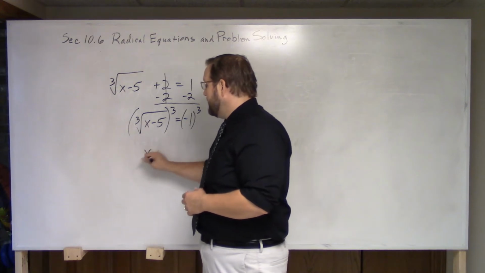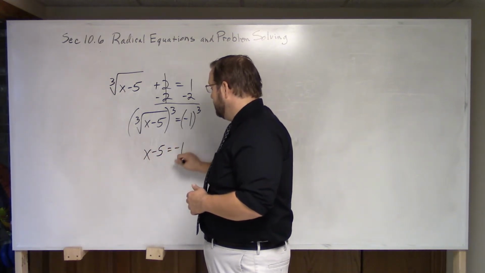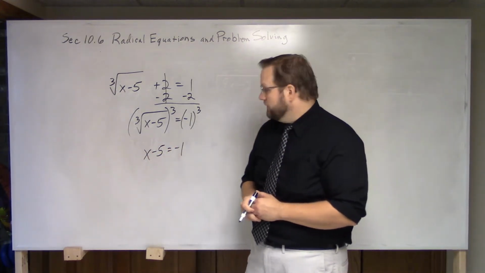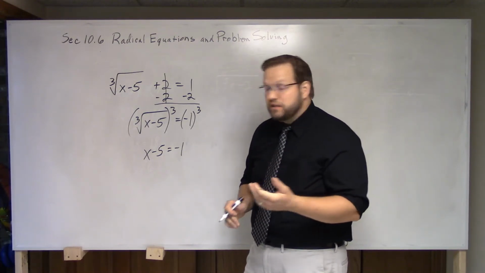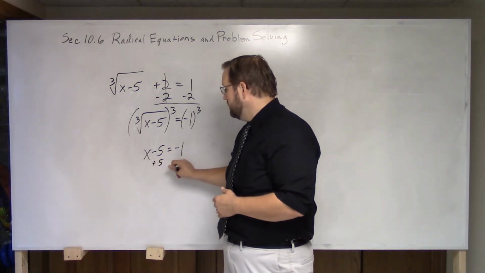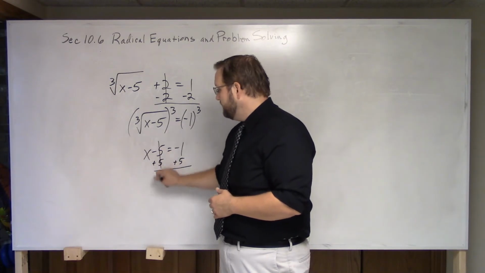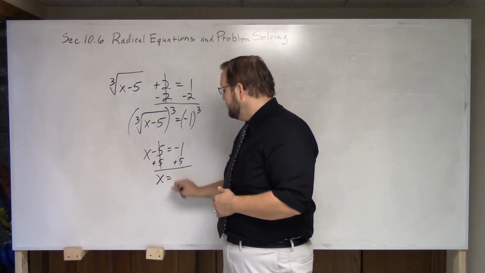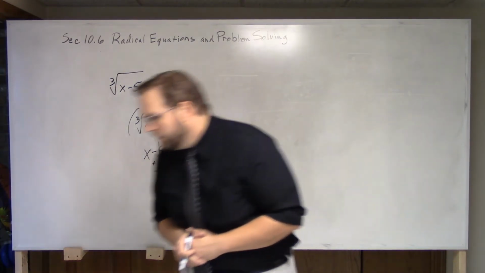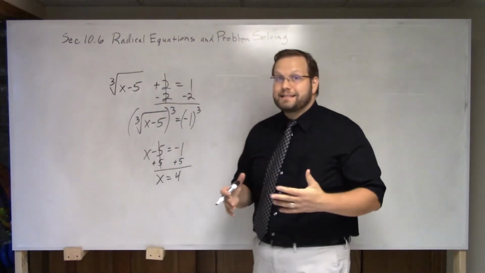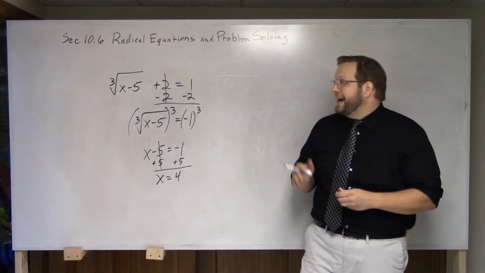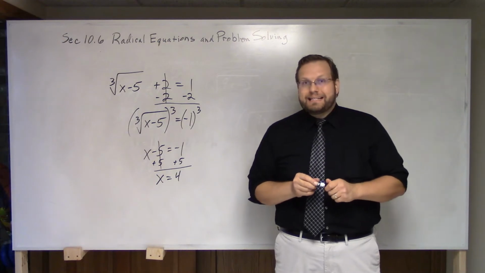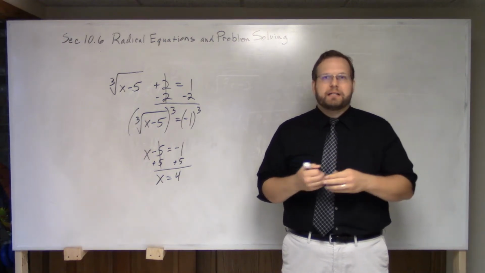So this drops out, and then I get a -1 here. And then to finish it off, add a 5, x equals 4. And that's it.